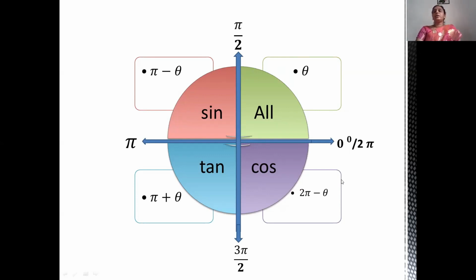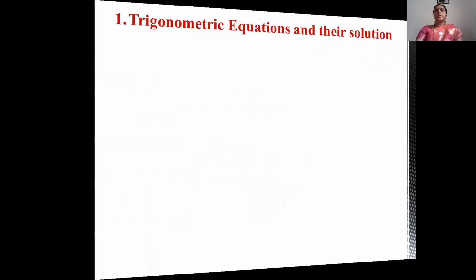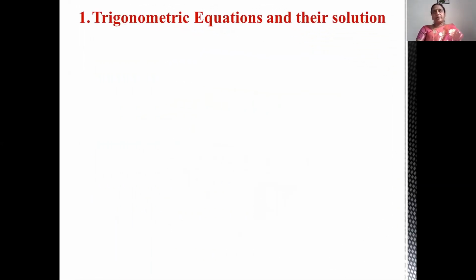Now, what we need from the previous class: the 0 to 360 table, the signs of trigonometric functions, and the allied angle table. If you are familiar with all these three basic things, then it is very easy to understand the chapter trigonometric equations. Very simple. Now let's proceed to our chapter. We have taken the basic things that we need from the previous class. Now, to proceed, what is meant by a trigonometric equation?